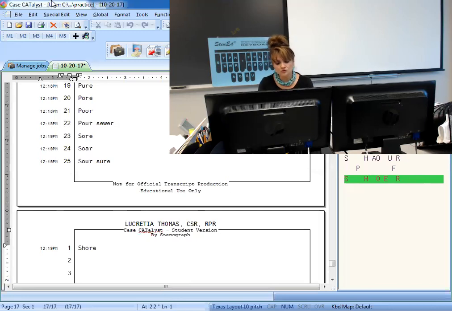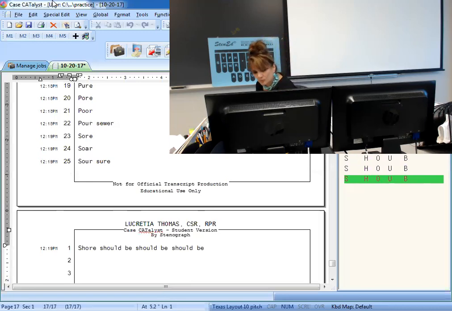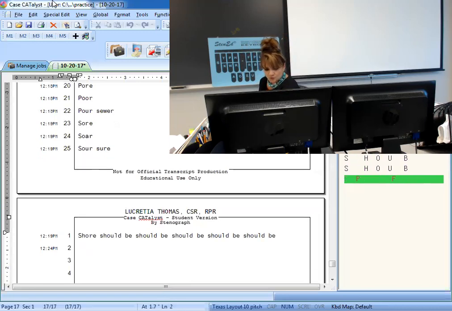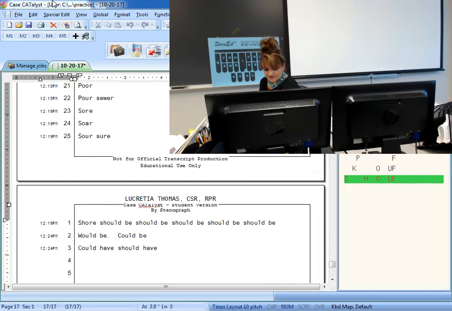Very important that you all know should be. Remember, should be is a phrase, S-H-O-U-B. I cannot stress how important these are. Should be, would be, could have, should have, would have. Those are so important, and you hear them all the time, you all. I cannot stress how important these are on lesson 16. You really, really have to know them, okay?